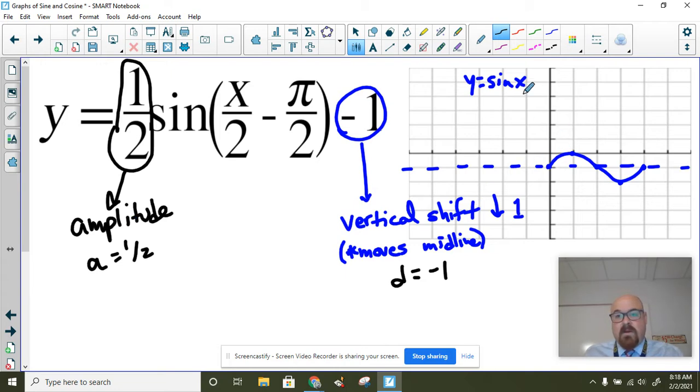So in a regular sine wave, the amplitude is 1. That's why the distance from this midline to this point is 1 unit. When we take the amplitude and we cut it in half, we only go up a little bit from the midline, okay? So I'm going to try to be as surgical as possible. These anchoring points, these intercept points don't move, okay?